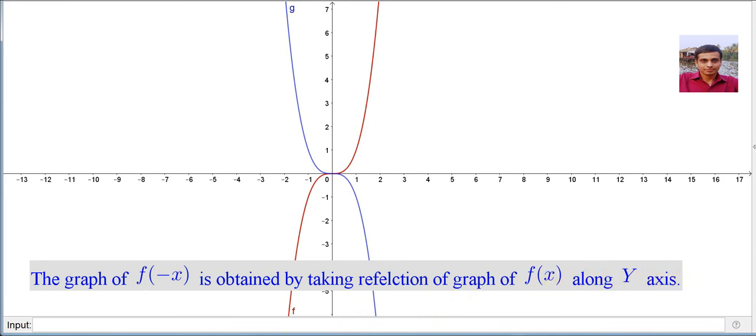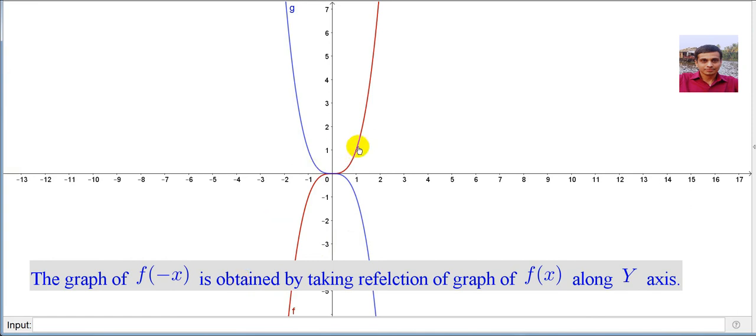If you carefully observe the relation between these two graphs, the graph in red color, which is the graph of function x cube, and the graph in blue color, which is the graph of minus x cube, you can observe that these two graphs are mirror images of each other along the y-axis, that is along the line x is equal to 0. This relation is again universal. It is applicable for all real valued functions of real variable. We can try it for different functions.